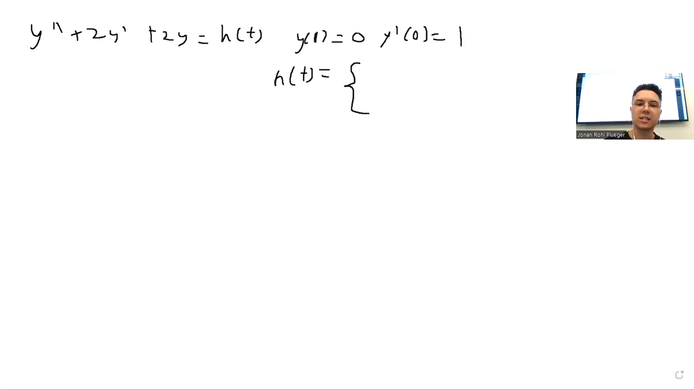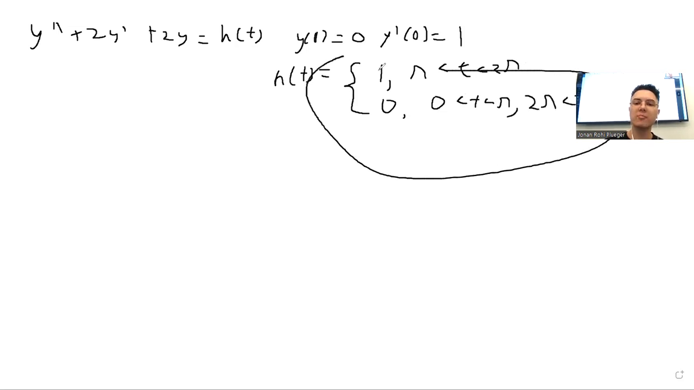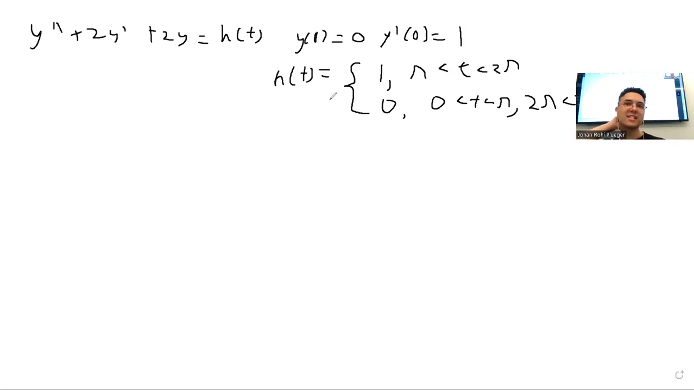And this is written interestingly. It's one for pi is less than t is less than 2 pi, but it's zero for zero is less than t is less than pi, and 2 pi is less than t, which is very dumb the way that it's written because it's hard to read. So how would you suggest simplifying this forcing function into something which can be read from zero onward in time? Because that's the best way to read a piecewise function, starting from zero and moving forward. How should we rewrite this?